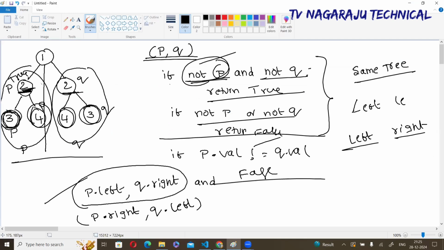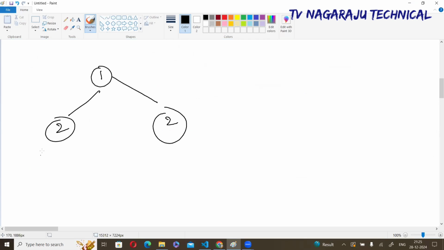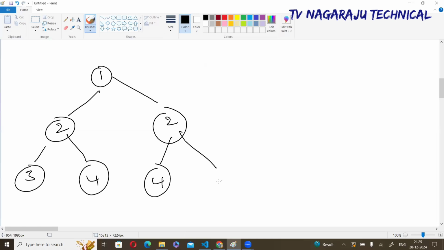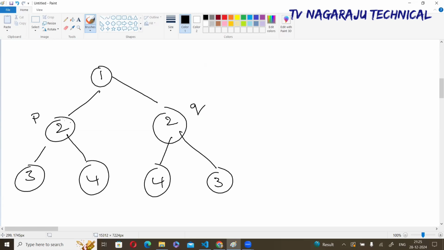Initially my assumption, right now you don't know. Again I will repeat. Assume this is the tree: 1, 2, 2, 3, 4, 4, 3. So assume this is the p value, this is the q value. Here what do I check? Is p dot val not equal to q dot val? No. P dot val is equal to 2, that is right. Q dot val is also 2, that is also right.